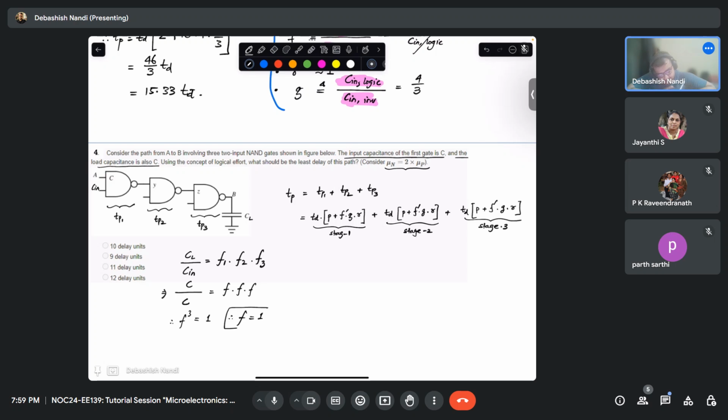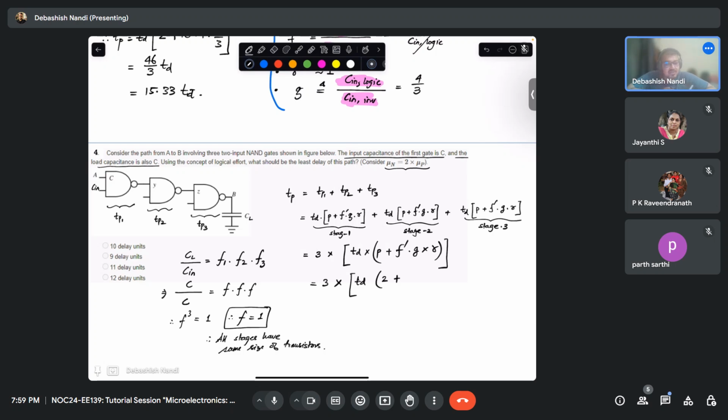In other sense, all stages have the same size of transistors. Okay. So in that case, I can simply multiply 3 times TD plus TD times P plus F dash G gamma. And for one stage, we know it will be TD. P we know it is 2 for a 2-input NAND gate.